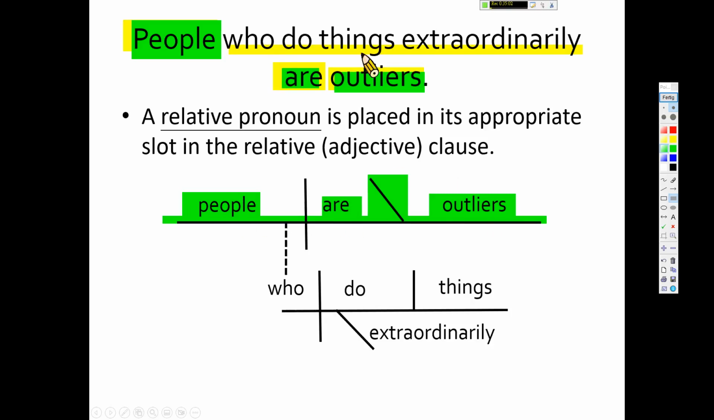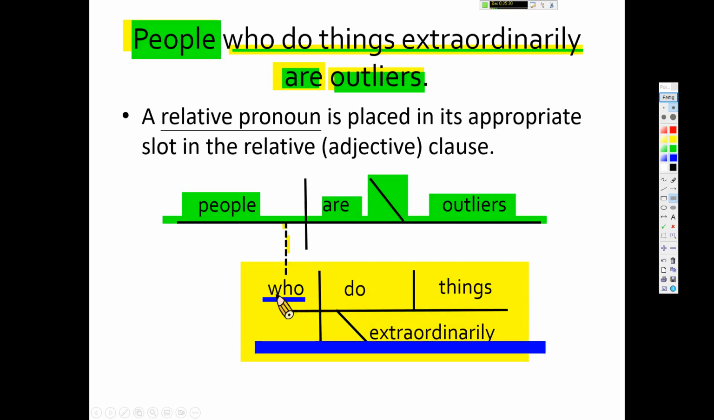And now we have a who do things extraordinarily. Now, this is an adjective clause used to modify people. So the who is equal to people, so it is connected here. Who is the subject of this adjective clause, right? So it is here. Who do things, and extraordinarily is the adverb to modify do.